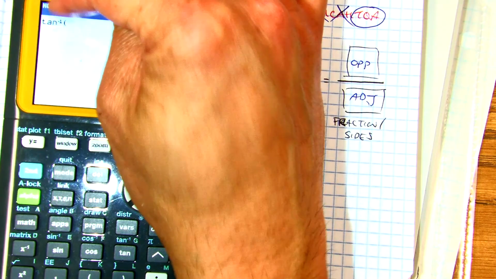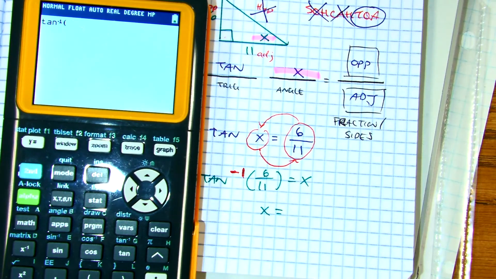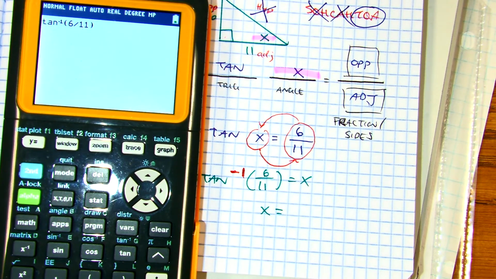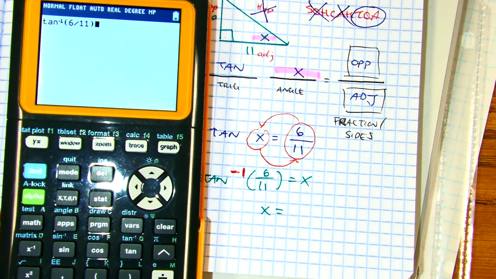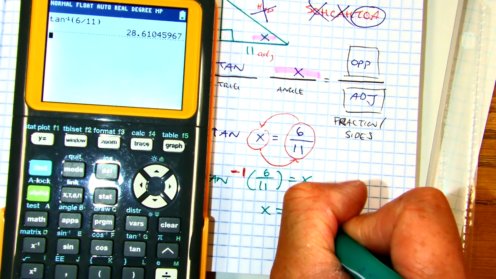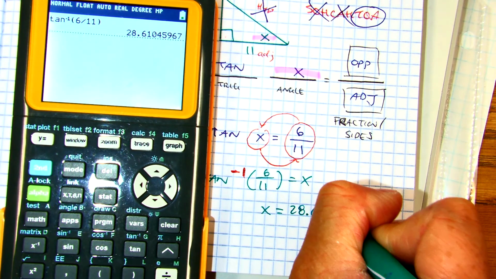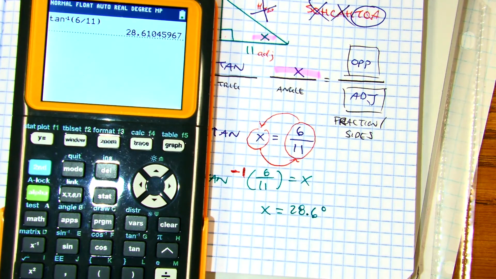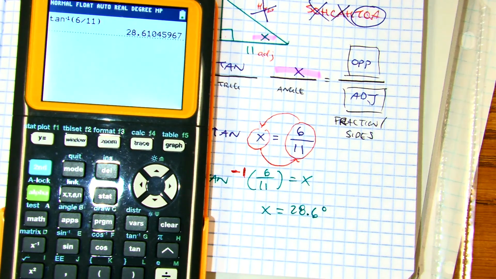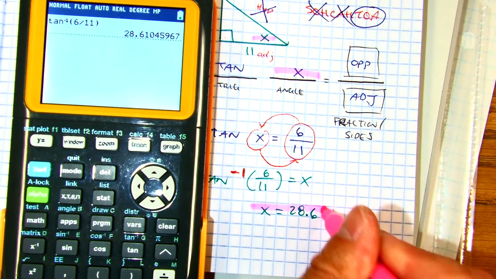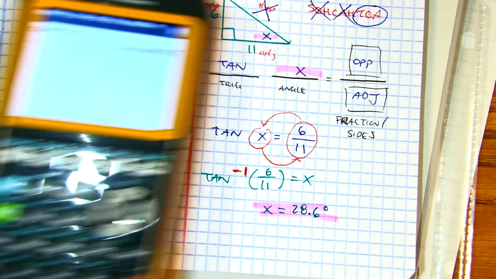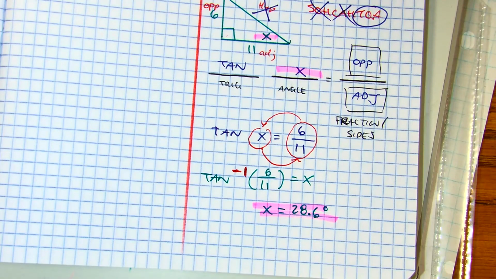And now we can type in 6 divided by 11 and press enter. This is how you round to the nearest tenth. Your answer is 28.6 degrees. X is equal to 28.6 degrees. You have just found an angle given two sides.